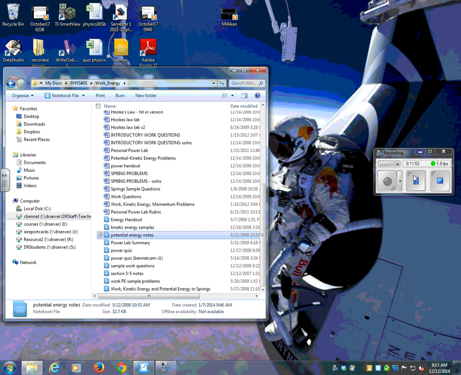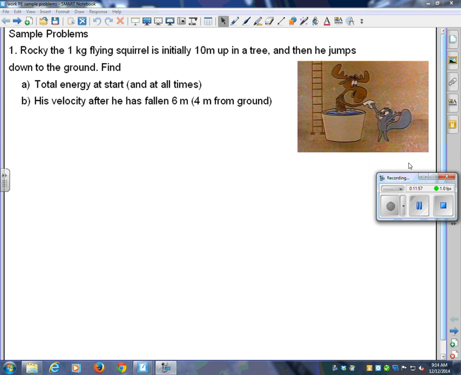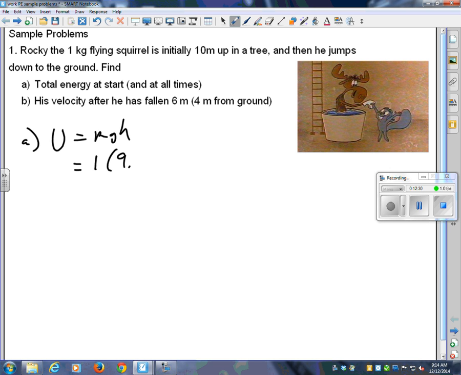Okay. One of my favorite cartoon characters, Rocky the Flying Squirrel. He's 1 kilogram, which makes him easy to multiply. He's initially 10 meters up in a tree, and he jumps down to the ground. Find the total energy at the start, and find his velocity after he's fallen 6 meters, using energy. What's his total energy at the start? Well, it's all what? All potential. U equals mgh, 1 kilogram, times 9.8 times 10, 98 joules of potential energy.